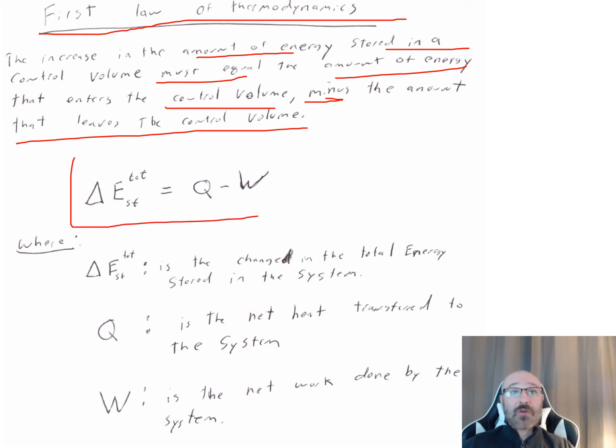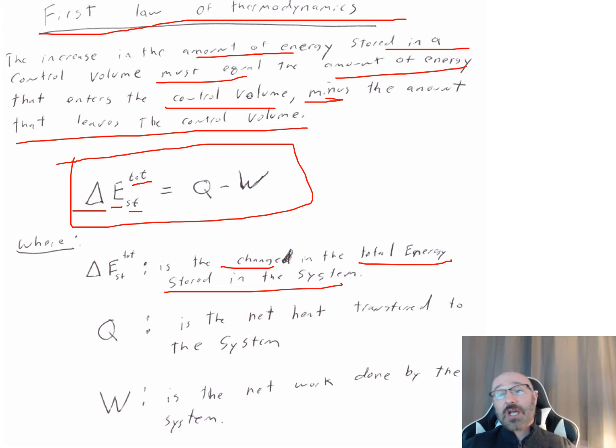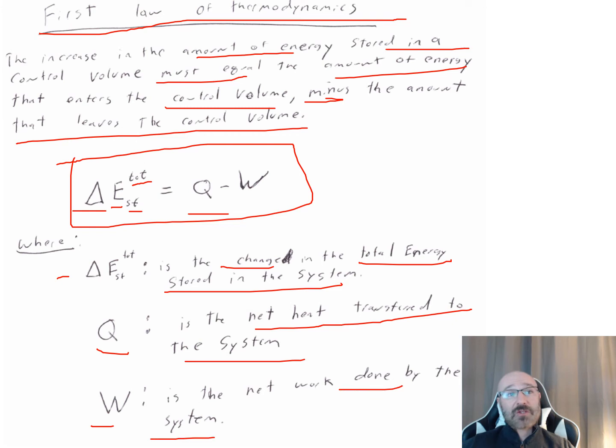So we have this governing equation from the first law of thermodynamics. We have our delta E_ST total, which is the change in the total energy. So delta is change, E is total energy, with the total on the top, stored in the system. There's our ST right there. This just relates to how we're going to use indices and variables to say what the things are that we're plugging in for in our governing equations. Q in our equation here is the net heat transferred to the system, and W is the net work done by the system. So this comprises our first law of thermodynamics for our governing equation.